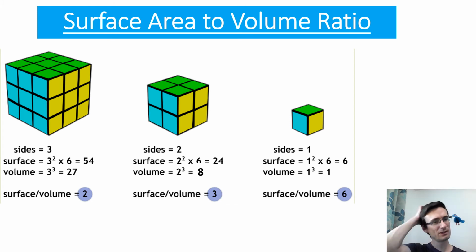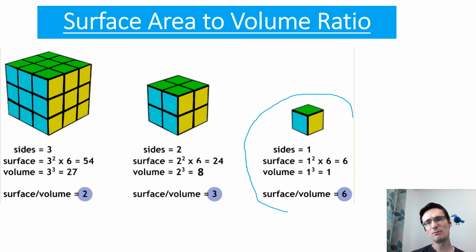If we have a look at these examples, we've got a couple of different cubes. We start off with a small cube over here on the right hand side. Just lost my cursor, sorry, there we go. If we look at this one, we've got a surface area of 1 squared times 6, which is 1 times 1 times 6 sides.